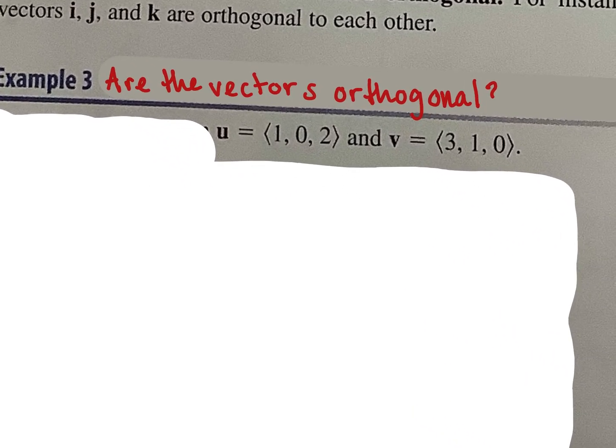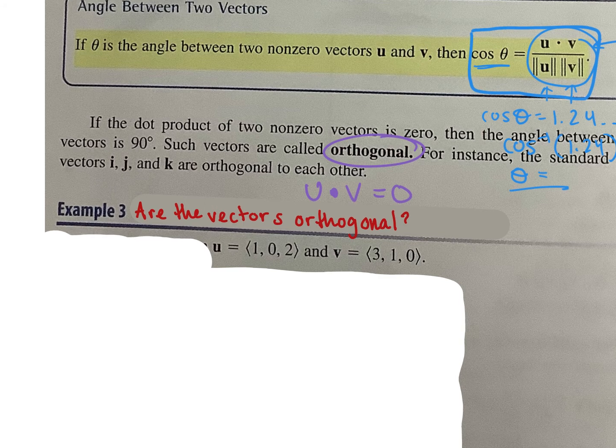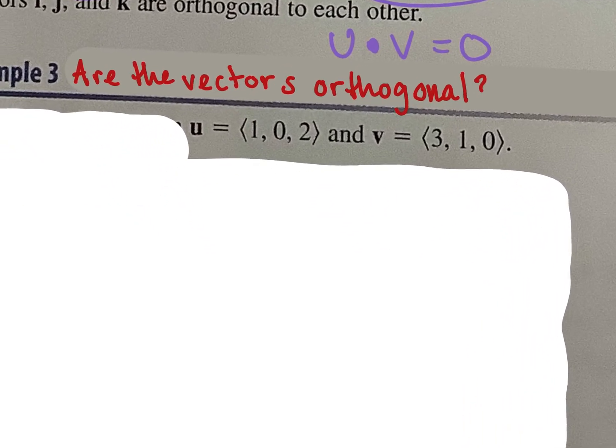So for example 3, are the vectors orthogonal? Do we remember what it means to be orthogonal? Awesome, when you take the dot product and it equals 0. So we want u dot v to be equal to 0. What does it mean to be orthogonal? It's when the vectors meet at 90 degrees. So orthogonal is the same as perpendicular.